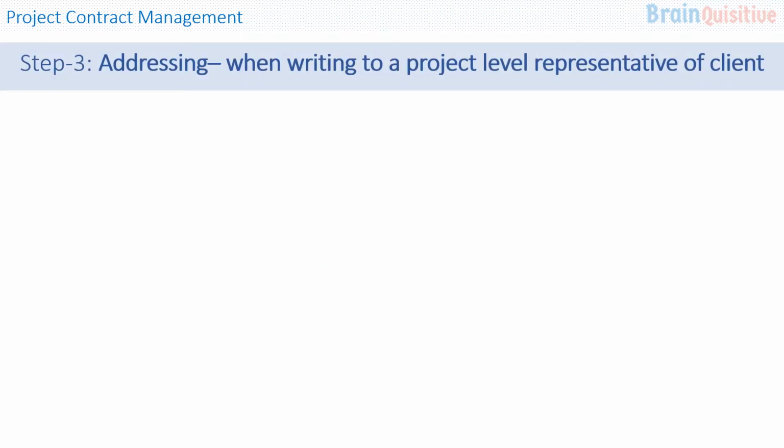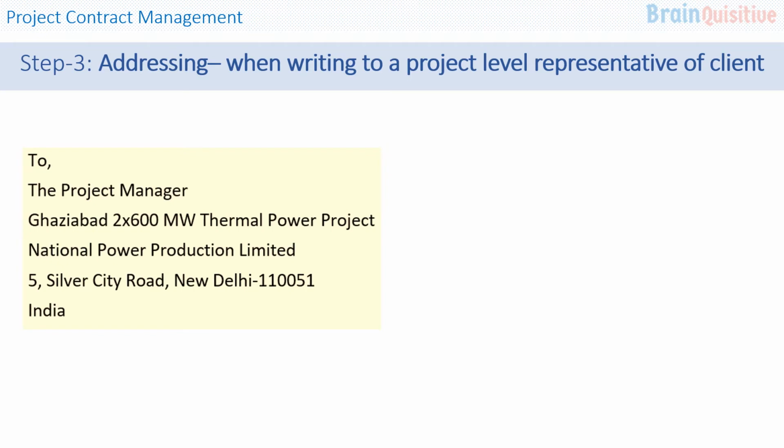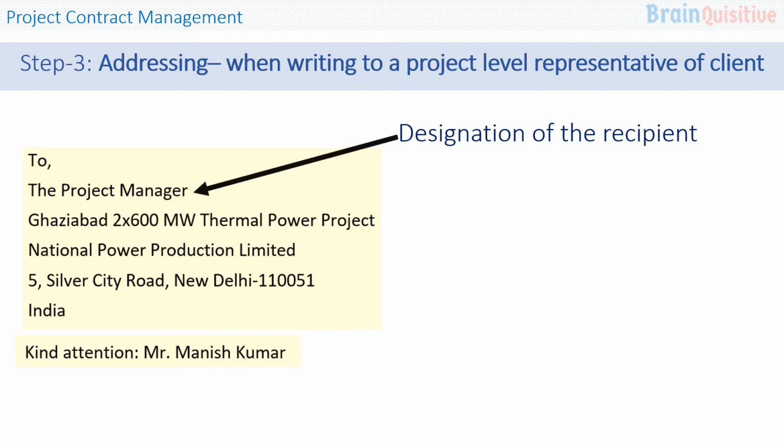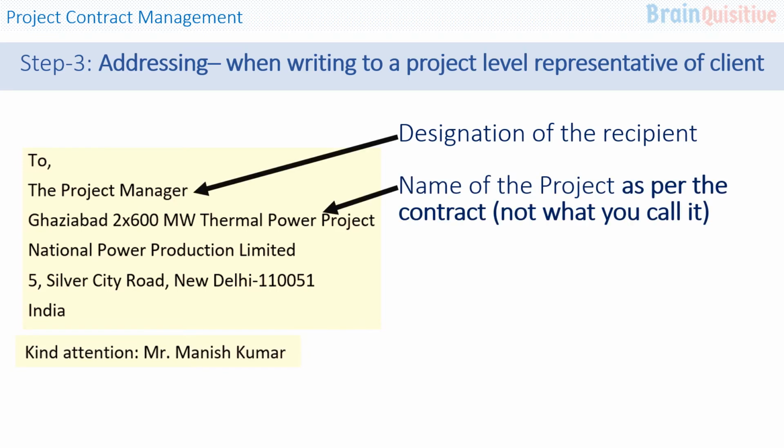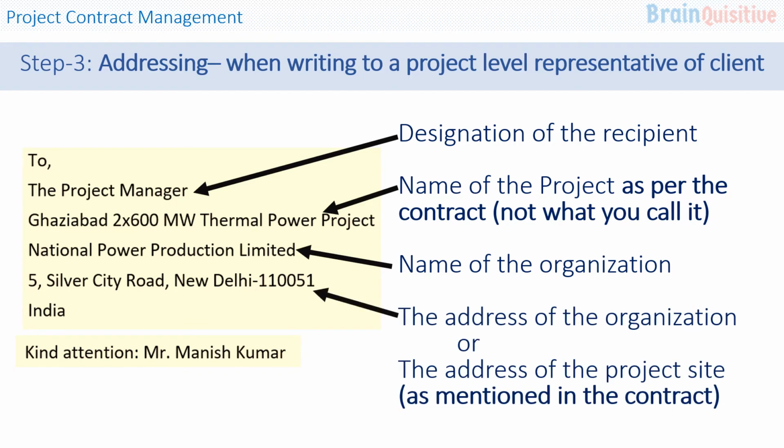When writing to a project level representative of the client, you can do the addressing like this. Designation of the recipient first, then the name of the project as per the contract, not what you call it. Write the project name only as it is spelled out in the contract. Then write the name of the organization. This is your client organization. And then the address of the organization or the address of the project site as it is mentioned in the contract. Below that, mention the name of the recipient with a kind attention mark.